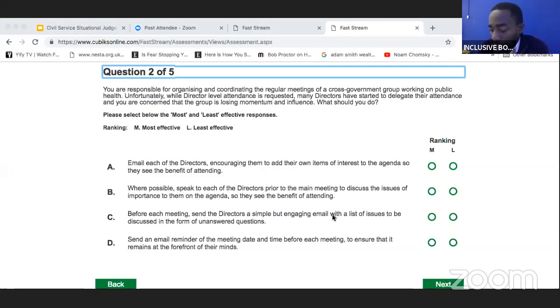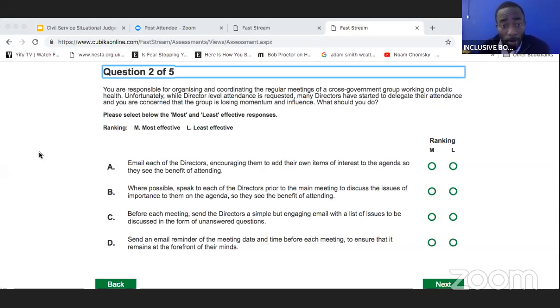So why B instead of A? The reason B is the most effective is, if you look at the options, option B is: where possible, speak to each of the directors prior to the meeting to discuss the issues of importance to them on the agenda so they see the benefit of attending. Going back to the question, director level attendance is requested, meaning they've been requested to be there, but many directors have started delegating their attendance and you're concerned the group is losing momentum.